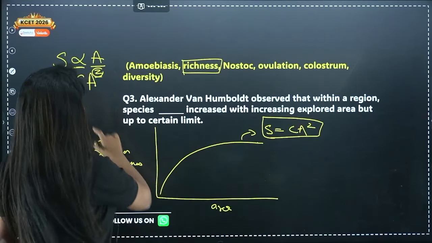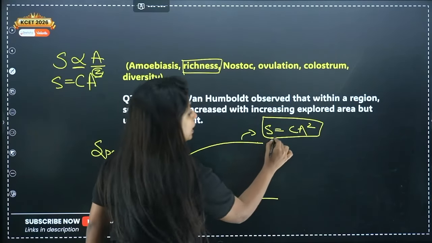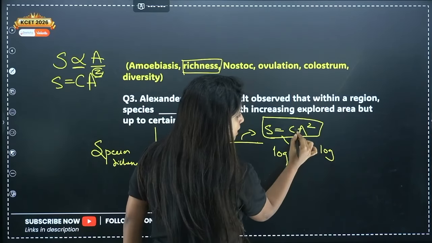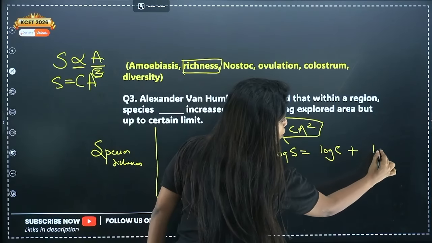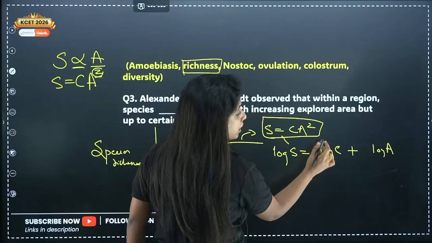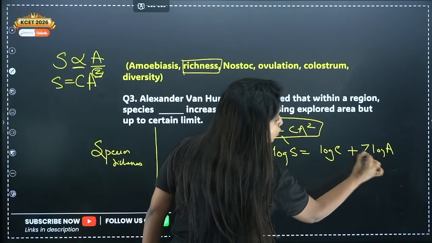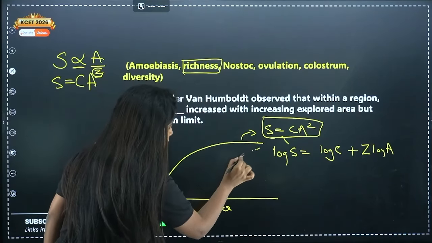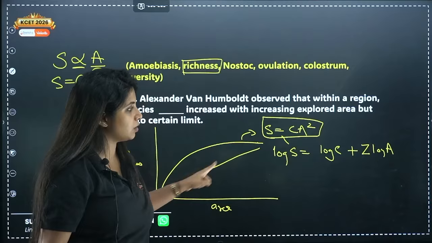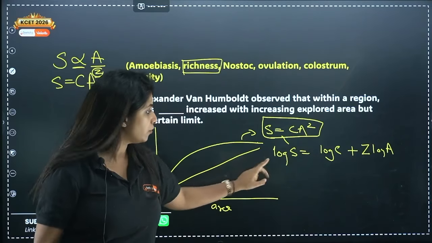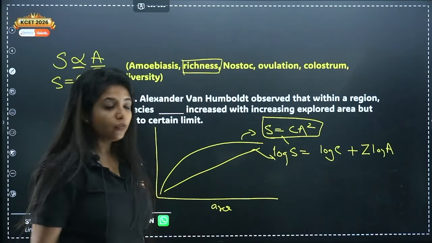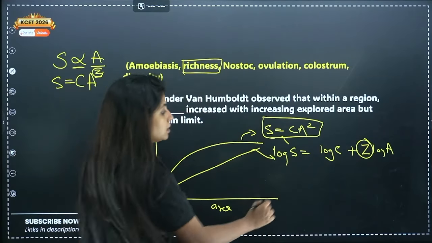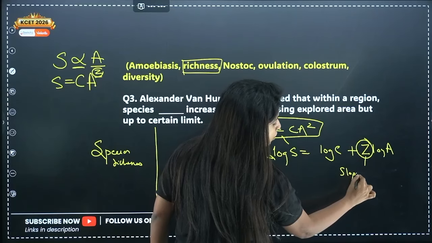Now, if you make the logarithmic equation of this, it comes out to be log S equals log C plus Z log A. Here you have Z, you put the Z value in front. That is how you make the log expression. And there will be a slope down over here, this slope, for the log value expression. Now over here, Z represents the slope of regression.